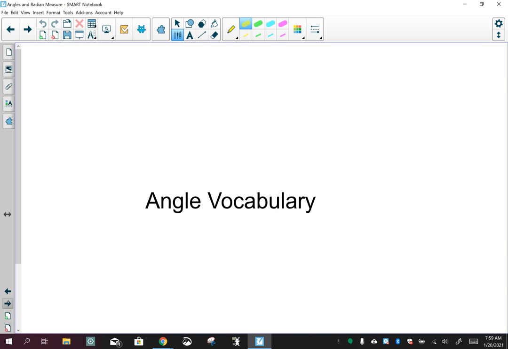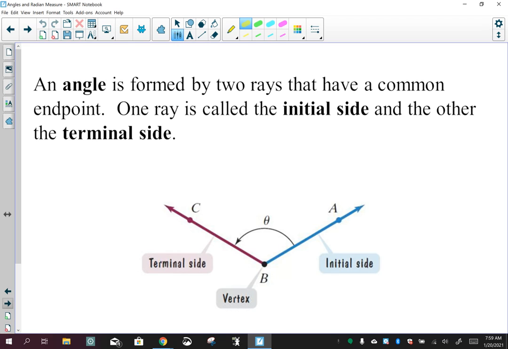A lot of this is just what is all this stuff that we're going to be talking about. You need to think back to your geometry days. Well, what is an angle? An angle is formed by two rays that have a common endpoint. If I've got a ray going in this direction and a ray going in that direction and they have the same endpoint, I get this angle that's in between.